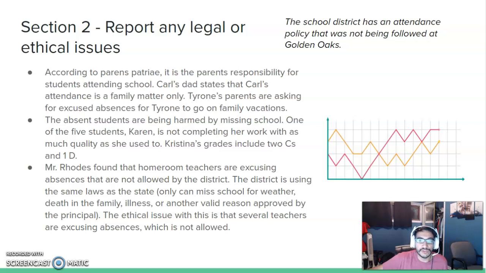For ethical issues, the students' learning is being affected by missing school, and Karen's schoolwork quality is declining, and Christina's grades are C's and D's. Another ethical issue that is also breaking the district policy is that teachers are inappropriately excusing absences. The district policy states that students can only miss school for weather, death in the family, illness, or another valid reason approved by the principal, not the teachers. So this seems to be an issue at the school.